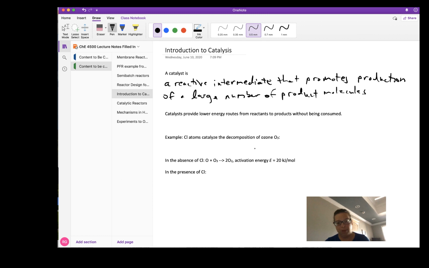So one example of a catalyst is that chlorine catalyzes the decomposition of ozone. In the absence of chlorine, ozone reacts with oxygen atoms, and this is an atmospheric reaction, so maybe we don't expect atomic oxygen to be present in the gas phase closer to Earth, but further up in the atmosphere, atomic oxygen can exist. It reacts with ozone to form molecular oxygen. And the activation energy for that reaction is 20 kilojoules per mole.